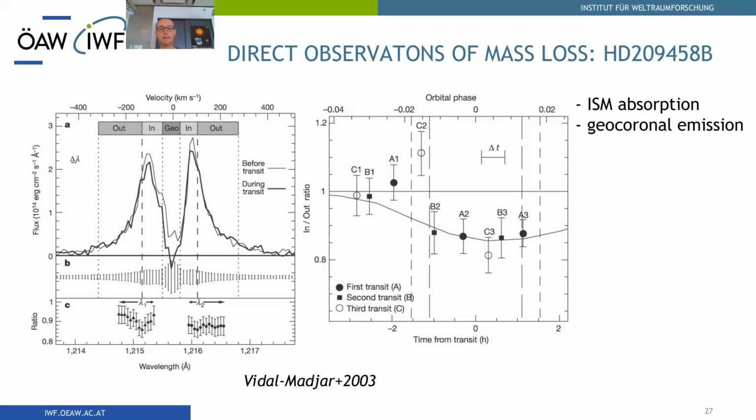And it shows a transit absorption at Lyman alpha light, so in the far ultraviolet. And you see this V shape of the Lyman alpha line is due to the fact that the line core is completely absorbed by the interstellar medium.